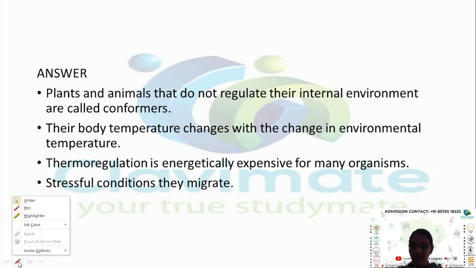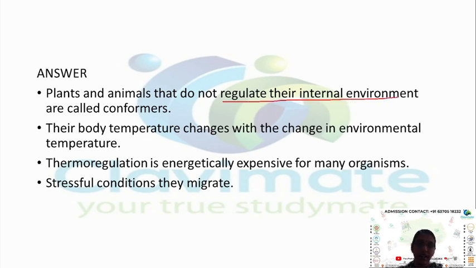So what are conformers? Conformers are plants and animals that do not regulate their internal environment, that is internal temperature, and they are called conformers. So for example, let's take us humans. Humans, we regulate our body temperature. So our body temperature is mainly 37 degrees Celsius, and we maintain it either in the winter season or summer season. But certain plants and animals, or the majority of plants and animals, do not regulate. That is, their body temperature changes with change in environmental temperature.